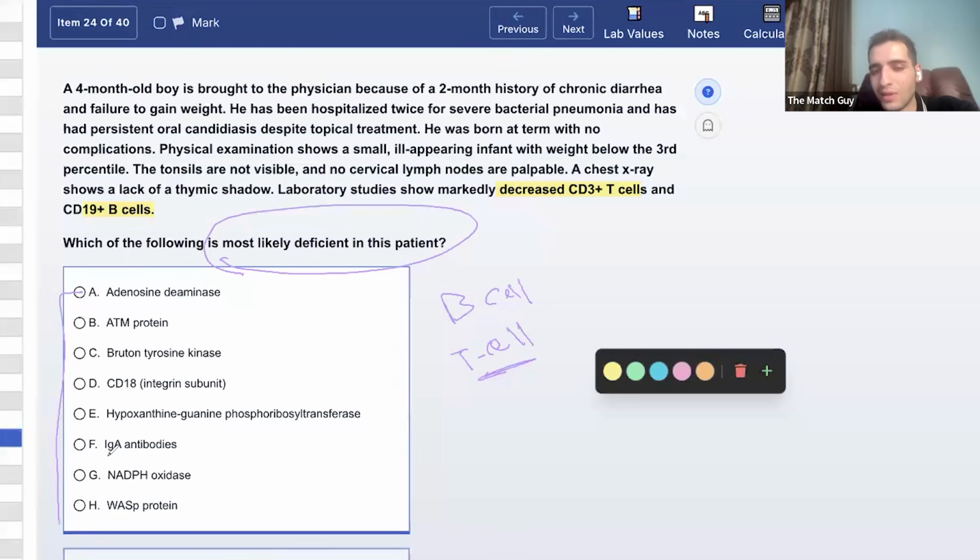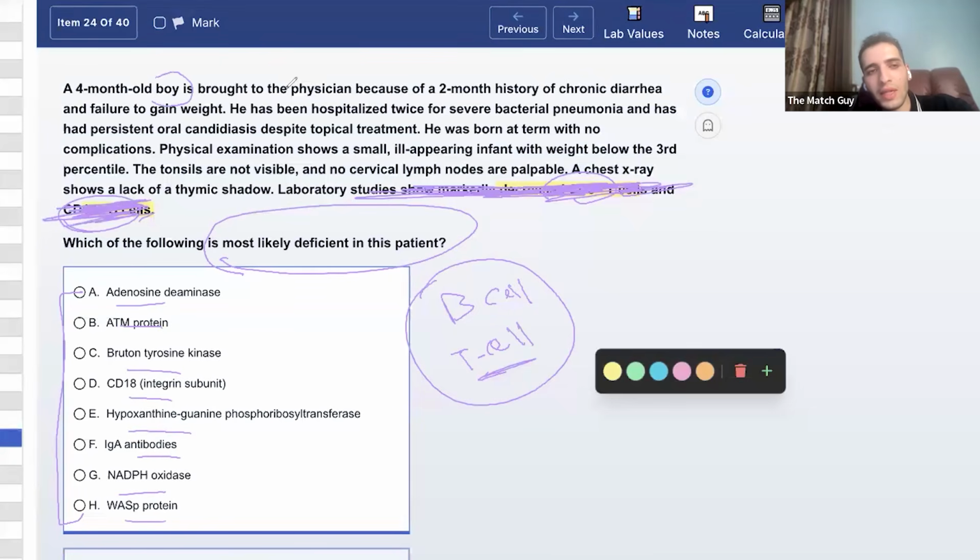Right now, I can even answer the question without reading the full stem because I know this person has a problem in CD3 T cells and CD19. I know it's a combined problem. But let's read it from the start. Let's say they didn't show us this. Can I answer the question if they didn't give us this? Because right now it makes it easy. Let's read and see. First, I know that they are asking about immune deficiencies.